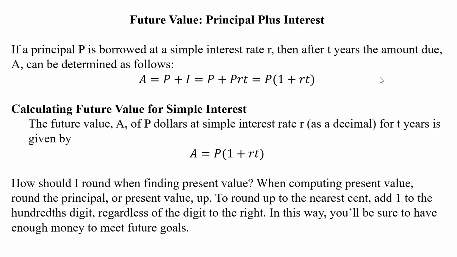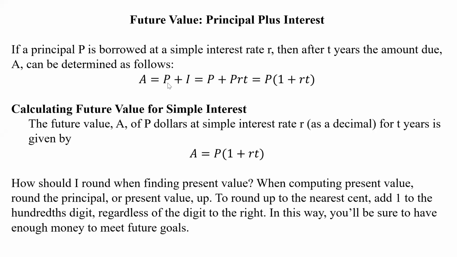All right. So future value, basically it's going to be the principal plus our interest. So if again we borrow a principal, and we call that P, and it's borrowed at a simple interest rate of R, and again we have to convert that to a decimal, then after T years the amount due is going to be A. And that can be determined as follows.